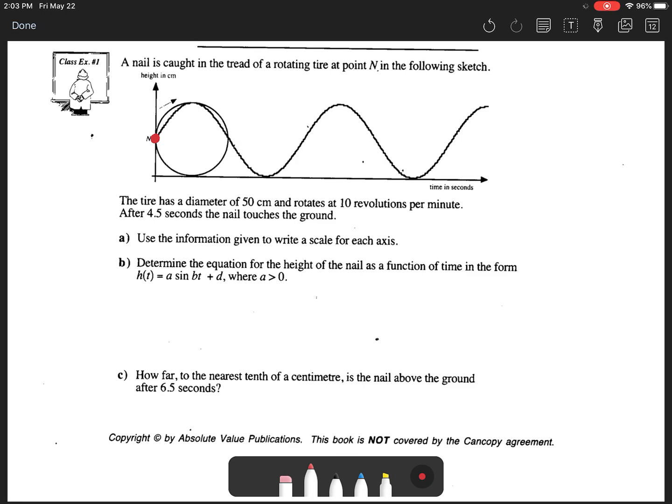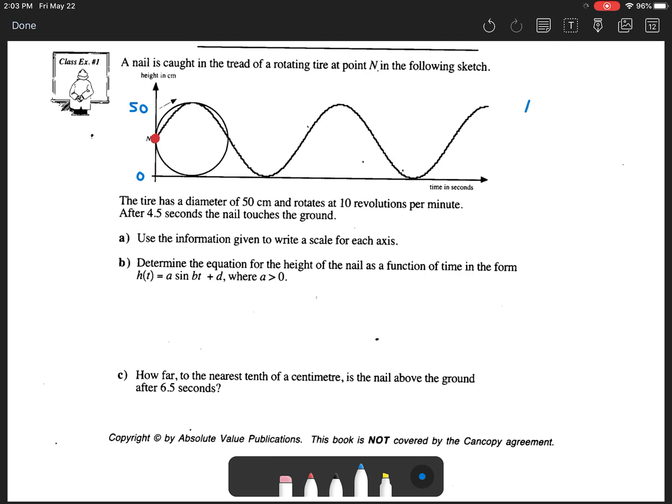Now, after the graph, it says here, the tire has a diameter of 50 centimeters. So why is that important? Well, that means the highest this tire goes is 50, and obviously the lowest it goes is 0, because the tire has to touch the ground. Its maximum height, the diameter, is the distance from edge to edge, traveling through the center of the circle. So the maximum height of this tire will be 50, as I have labeled there.